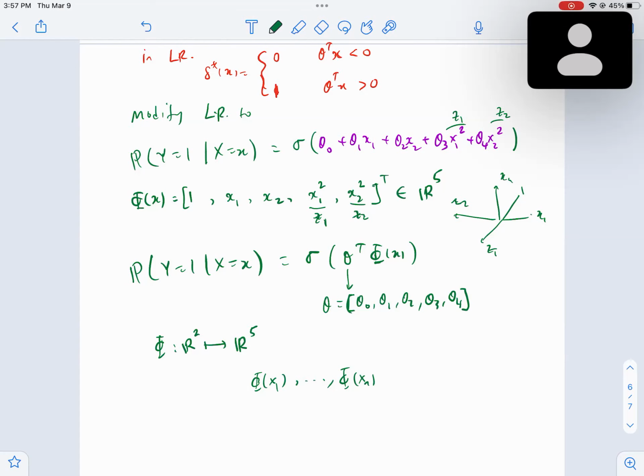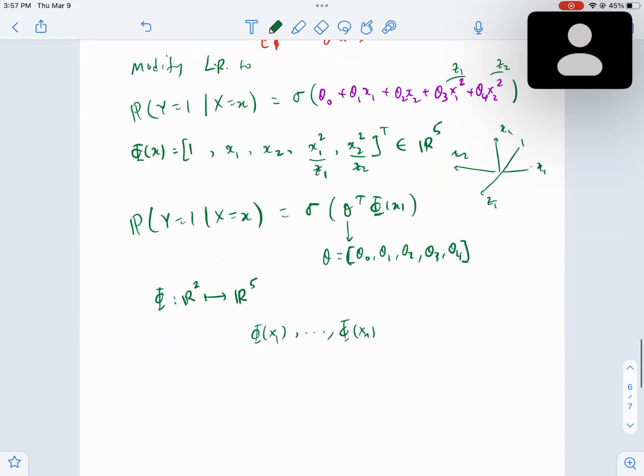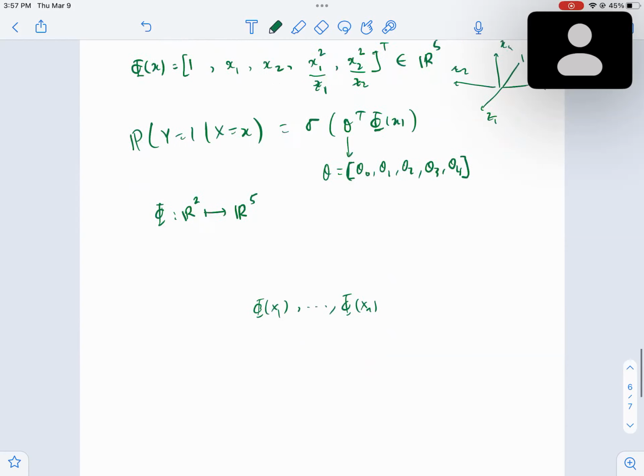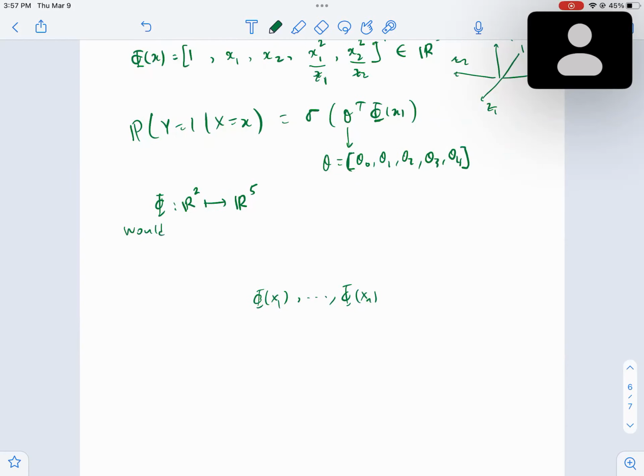So this operation, there's no learning going on here, so you can just map your data into this. So you just create new features or covariates. Well, if you've seen polynomial regression, that's exactly what you do. And in fact, it would have been better to add one more feature.